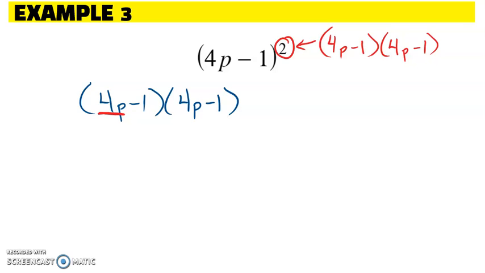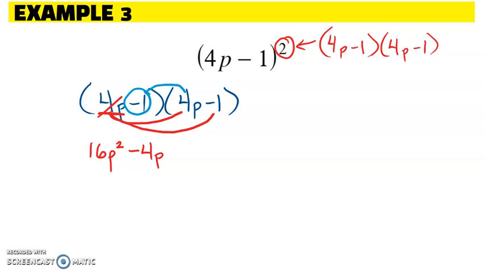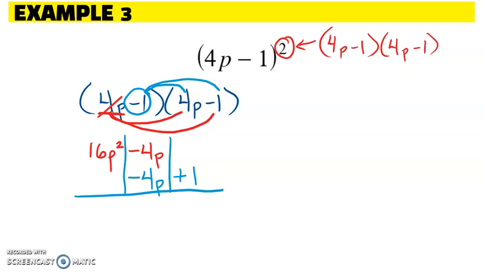4p first times the other parentheses. 4p times 4p is 16p squared. 4p times -1, mind your sign, is -4p. Done with the 4p. Okay, now I go to the other one. -1, watch the sign. -1 times 4p is -4p. -1 times -1 is +1. And then you can combine, okay? 16p squared. -4p minus 4p is -8p. And then we have the +1.